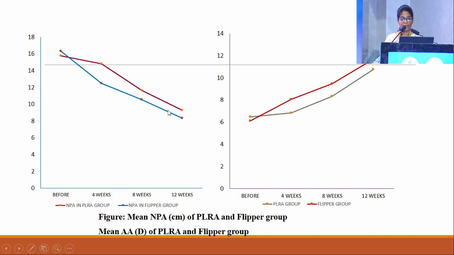So at the end of 12 weeks the values are almost equal in both these groups, but there is a faster attainment of the normal value in the flipper group. And this is the accommodative amplitude comparison between the flippers and the PLRA. Almost at the end of 12 weeks the results are the same, but there is a faster improvement in the flipper group.